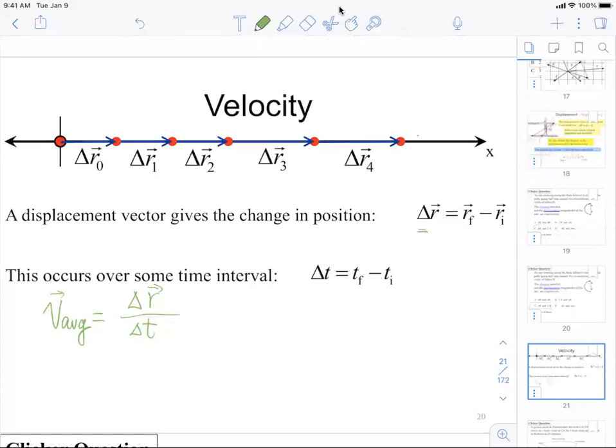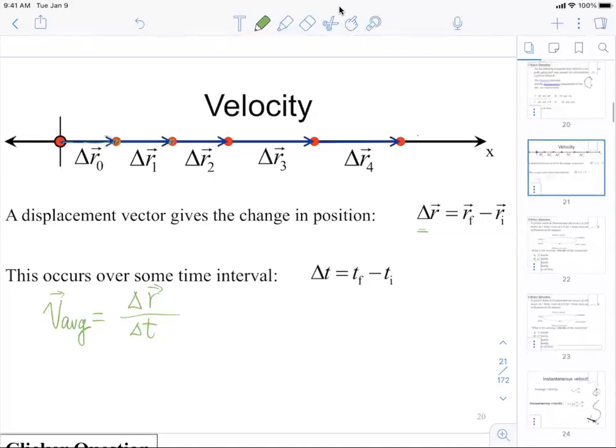So if I'm looking at my displacement from point 0 to 1, it's an arrow pointing this way. From this point to the next point is another arrow, so I have different displacements over time, and I have different average velocities over time. So this is basically what we talk about as velocities.